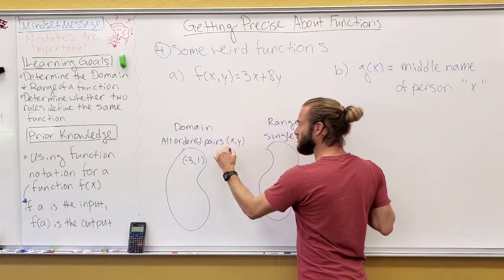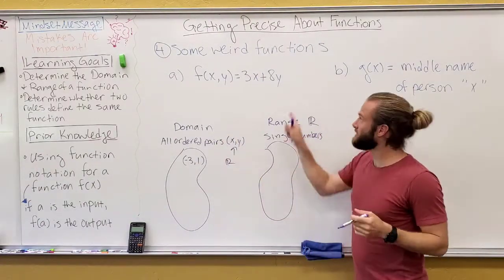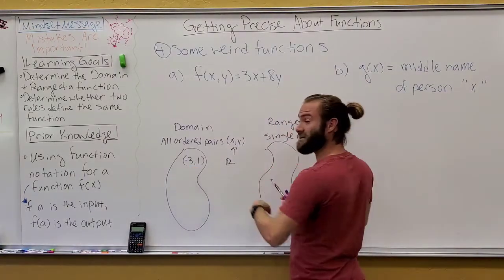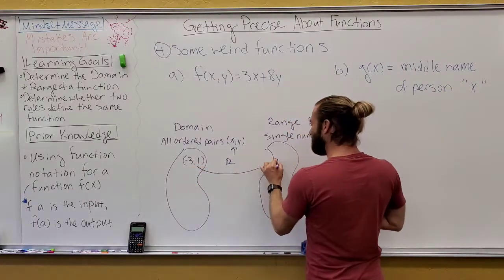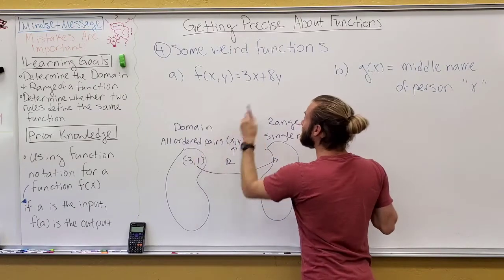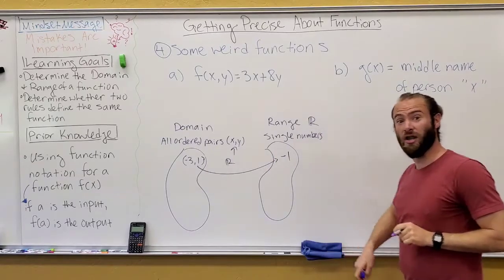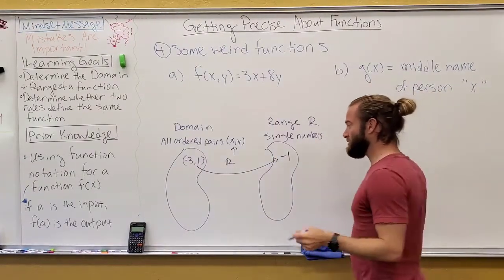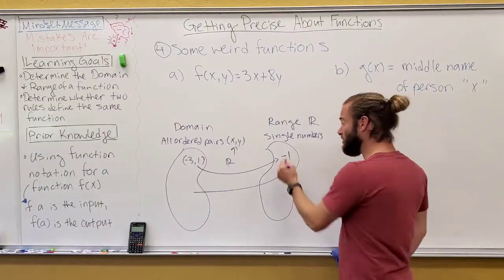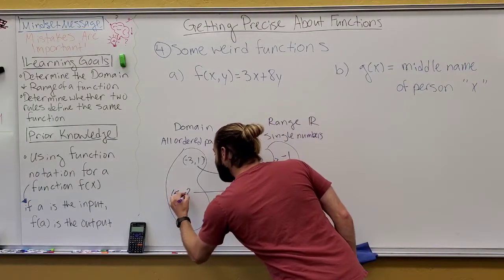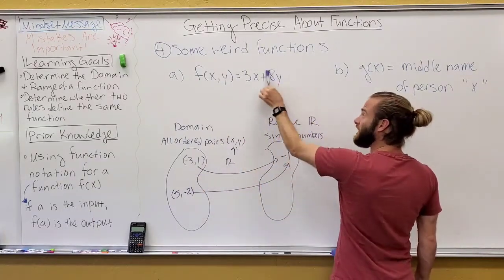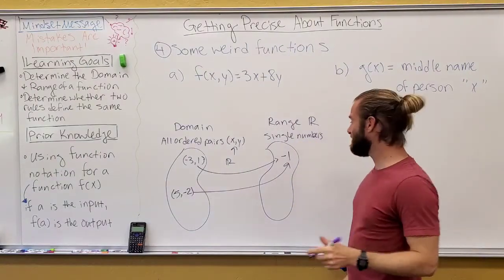And x and y are also both allowed to be all real numbers, because there's no problem in that calculation, right? So for example, if I started with the input negative 3, 1, what would that match with over here in the range? Well, if you do the calculation, negative 3 times 3 is negative 9, plus 8 times 1, so this gives negative 1. Now interestingly, there may be another ordered pair that gives me negative 1. An example would be 5, negative 2. If I plug 5 in here, 3 times 5 is 15, and negative 2 times 8 is negative 16, and 15 minus 16 gives me negative 1.